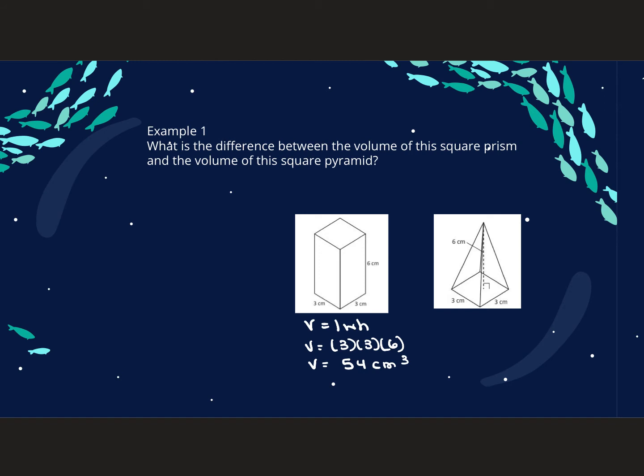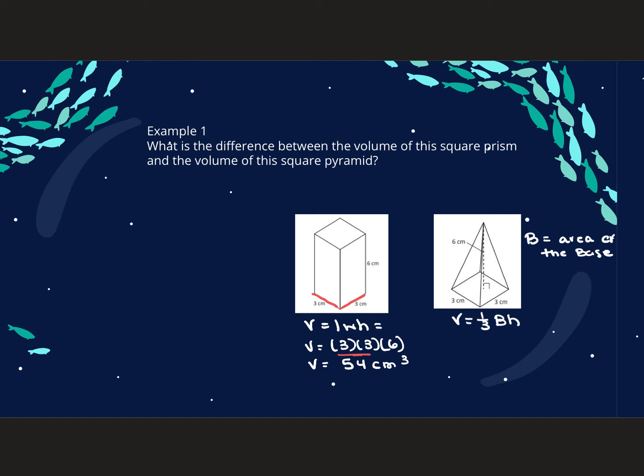Remember, with volume, everything is cubed. Now let's look at the formula for the volume of a square-based pyramid. That's 1/3 B times H. As a side note, B is equal to the area of the base. This is very similar to the prism because we are still taking the area of the base. The area of the base here is 3 times 3, which we multiplied there as well.